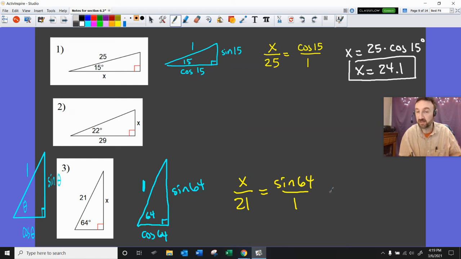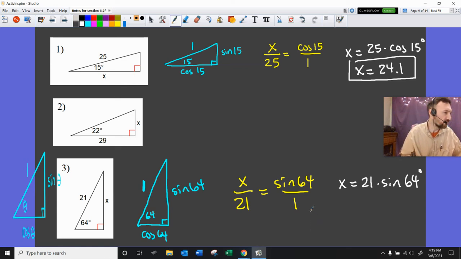Now that's a proportion. I can multiply both sides of that equation by 21 and get x equals 21 multiplied by sine of 64 degrees. And that one I got 18.9.